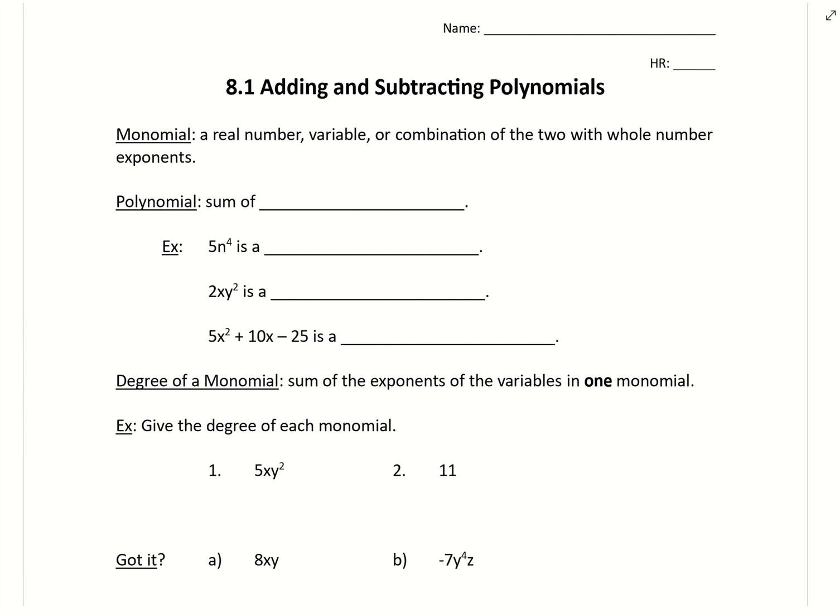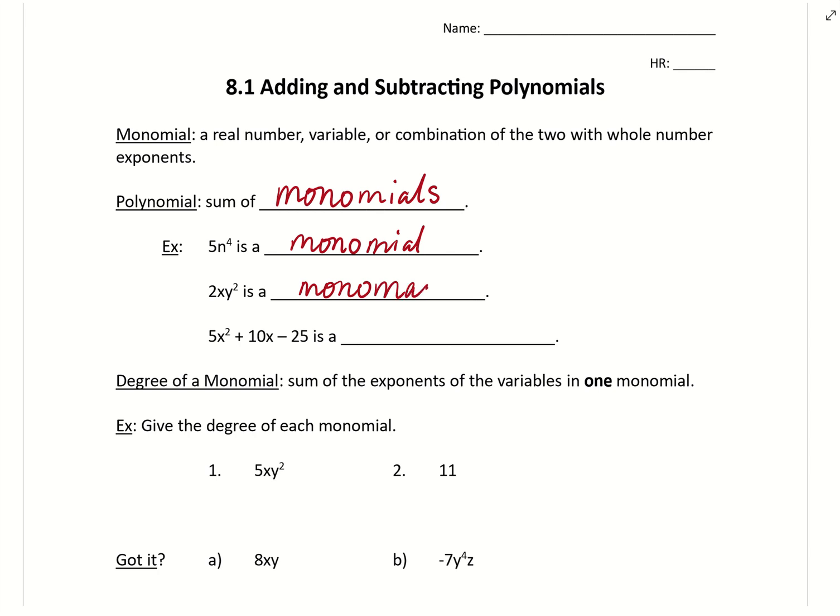But we are going to talk about adding and subtracting polynomials. Okay, so a monomial is a real number, variable, or combination of the two with whole number exponents. All right, a polynomial is a sum of monomials. Okay, so for example, 5n to the fourth is a monomial. 2xy squared, even though we have those different monomials multiplied together, is still a monomial.